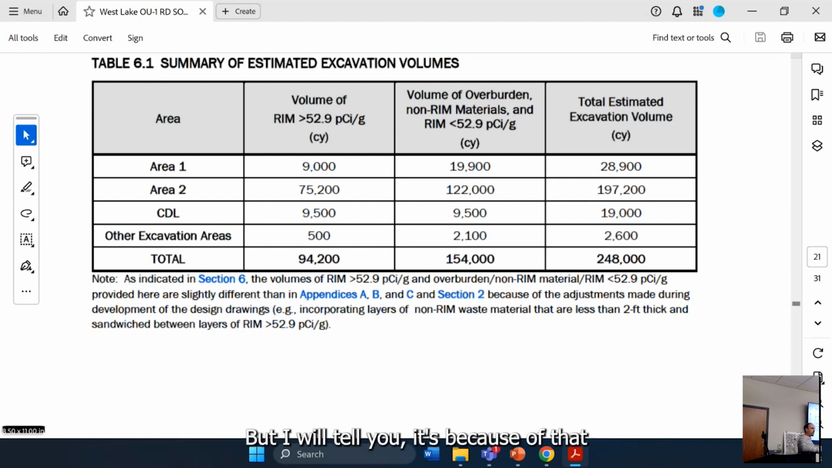We get it, but I will tell you, it's because of that that we're really going to want more conversations on those institutional controls. 100%, absolutely. Critically, those are important. And essentially, I think our state folks from DNR are here too. Absolutely, I think it's good.